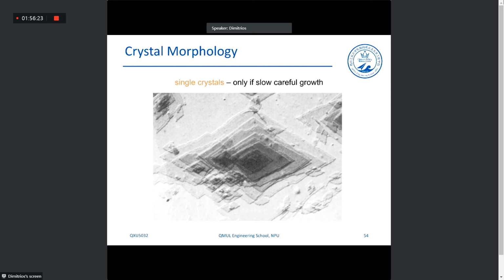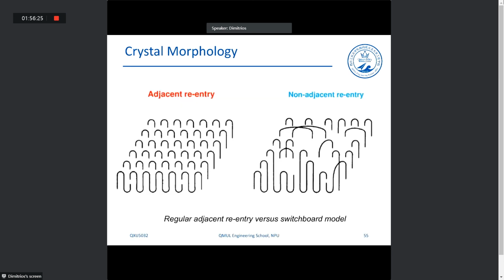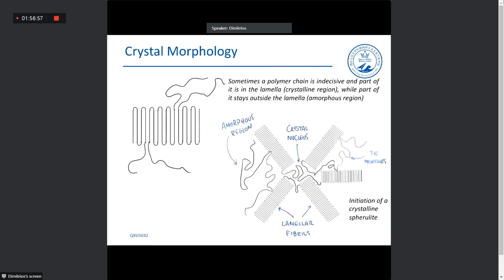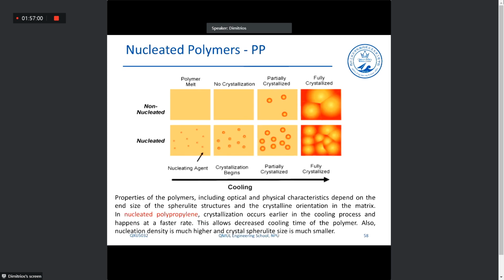These are other different types of crystals, single crystals again, and these are the two models that we discussed: the adjacent reentry model and the non-adjacent reentry, which is more common, of course, where the chains can go in the switchboard, and then they can go out wherever they want. Okay, it's completely random. Yes, that is what we said about the morphology.